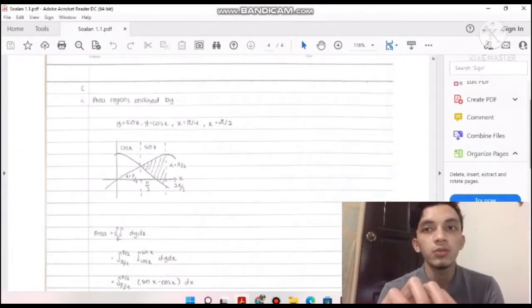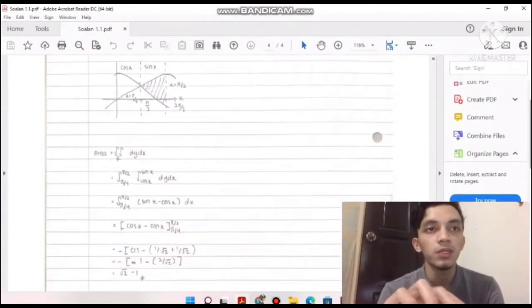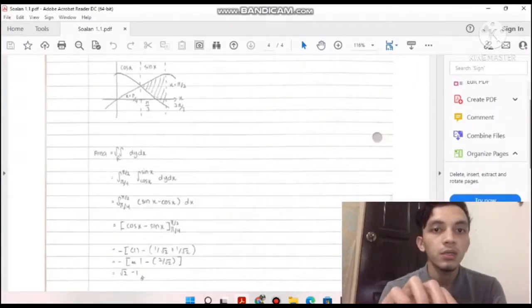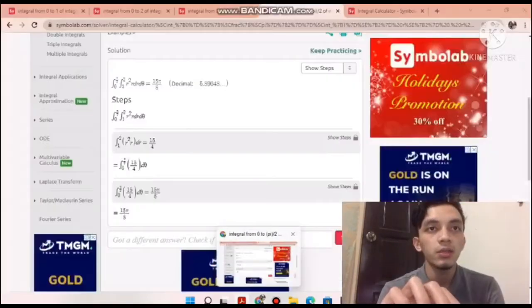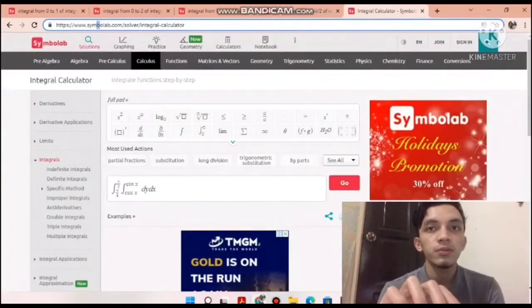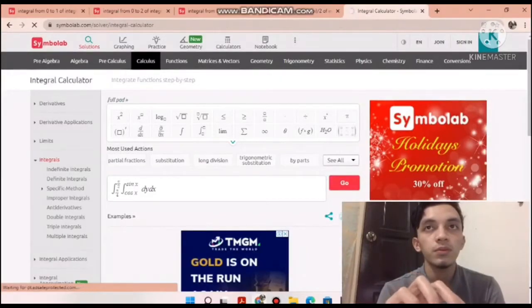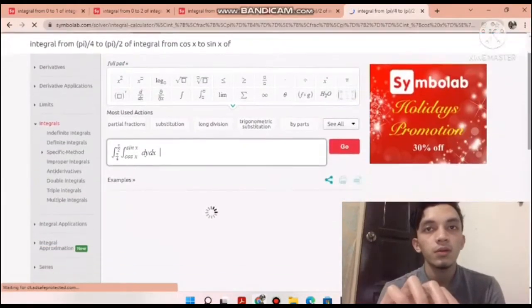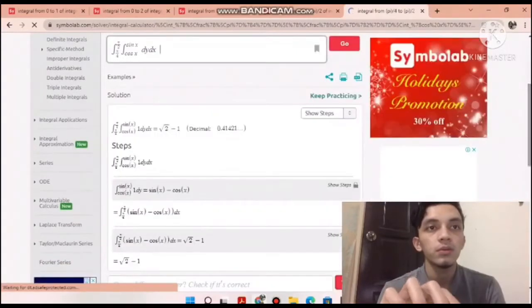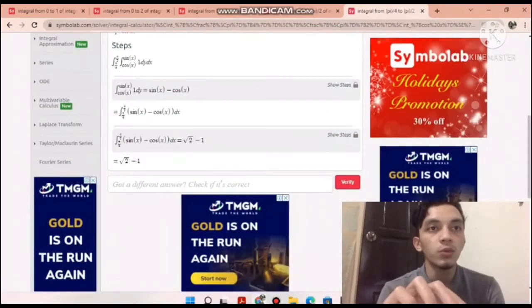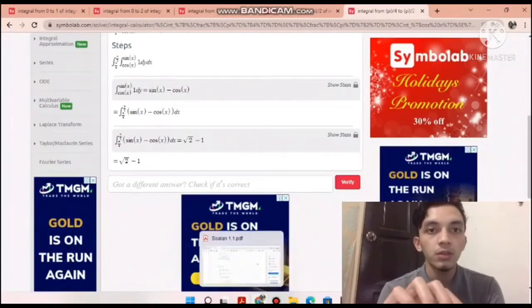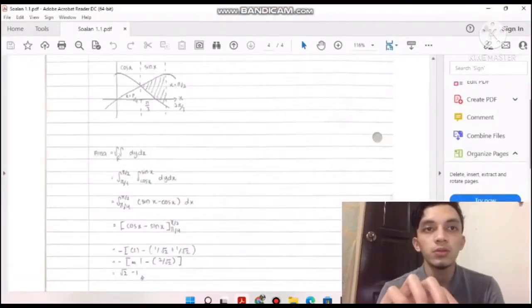For the last question, we want to calculate the area of the region enclosed by the coordinates that have been given. So we put the information into our range integral. This is the equation. So we will get 2 - 1. In the manual calculation, it is also 2 - 1.